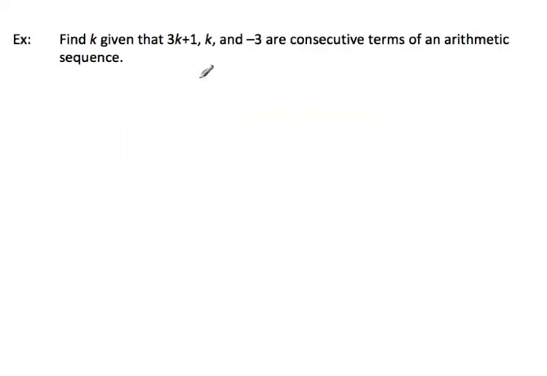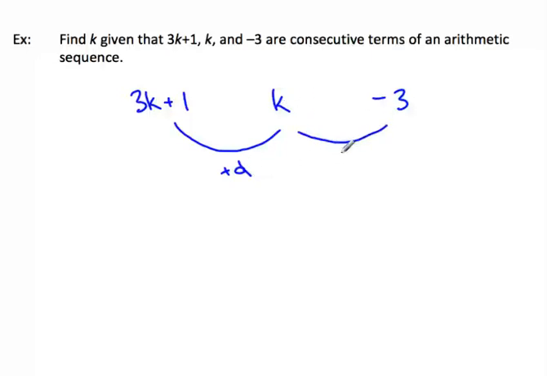Here's another type of question that gets asked commonly with arithmetic sequences. Find k given that 3k plus 1, k, and negative 3 are consecutive terms of an arithmetic sequence. So consecutive terms means there's no terms in between them. So you get 3k plus 1, the very next term is k, and then the next term after that is negative 3. Now we know that if they're consecutive terms, then to get from 3k plus 1 to k, we have to add some common difference, d, and then to get from k to negative 3, we have to add some common difference, d.